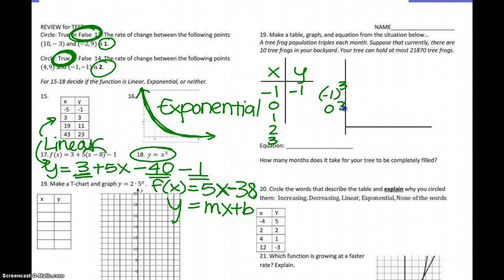If you plug in 0 to the third, that's 0. Plug in 1 to the third, it's 1. 2 to the third is 2 times 2 times 2, which is 8. And 3 times 3 times 3 is 27. If you look at these numbers, there's no multiply or dividing happening there. This is a cubic function, and if you were to graph it, it would look like this. It's that weird curve. This is neither. Remember, you have to have an x as the exponent. Therefore, number 18 is neither.